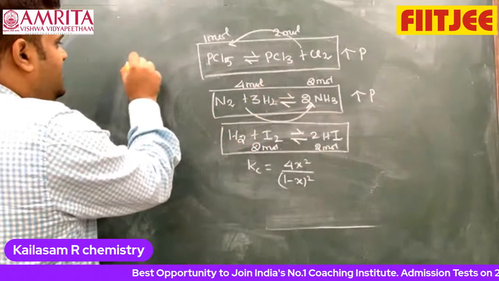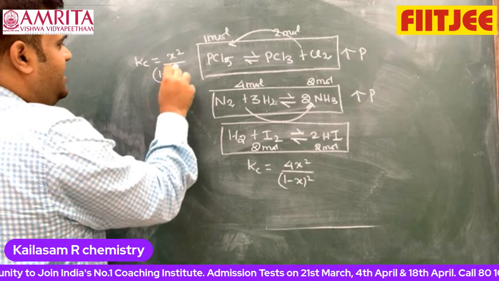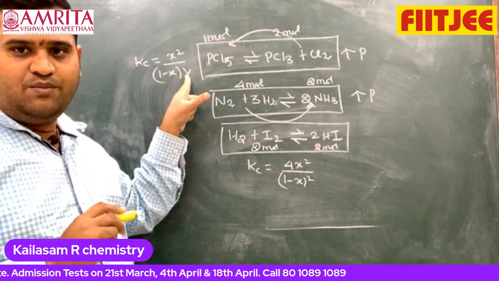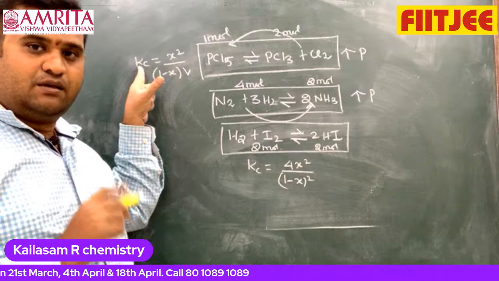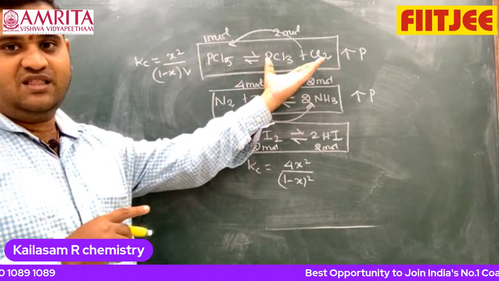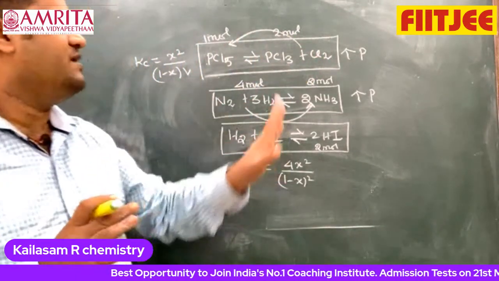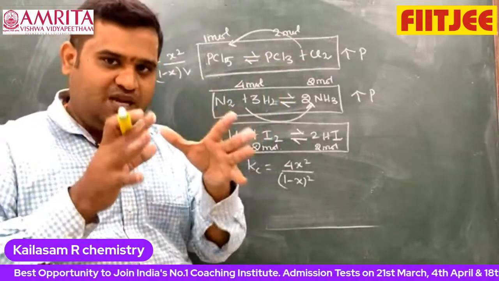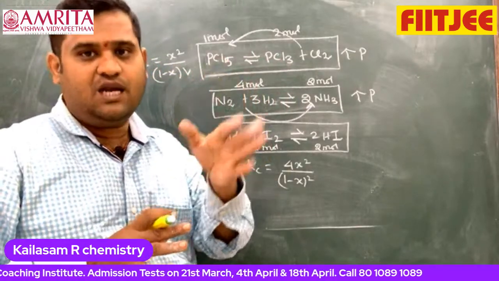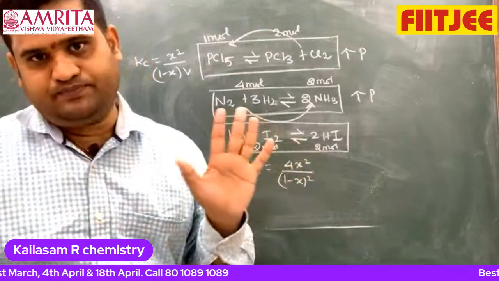Look at this. Kc is equal to x squared by (1 minus x) into V. When pressure increases, volume decreases. When volume decreases, Kc remains constant and x decreases. X decreases means less amount of PCl3 and Cl2, therefore equilibrium goes towards the backward direction. That's all I told you. Simple logic: when increasing pressure, all species in the equilibrium should be gases. Keep it in your mind. Equilibrium goes to where there are fewer moles. That's all. When delta n equals 0, no problem.